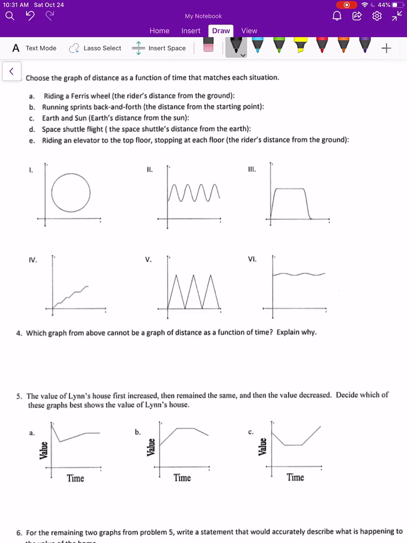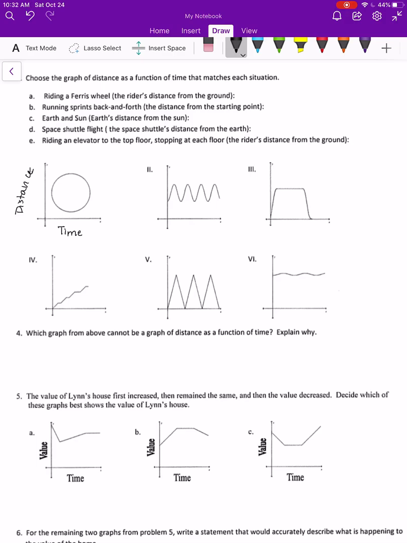So one of the situations to match the graph is riding a Ferris wheel, and it's the rider's distance from the ground. What would that look like? So think about a Ferris wheel. It says it's a function of time and distance. So of course, time is going to go here, and then distance is going to go here. So what would actually happen? Which one would be the Ferris wheel, and so on and so forth.